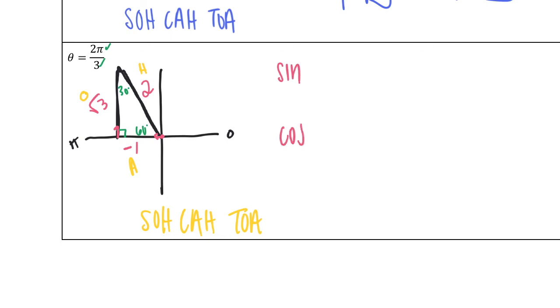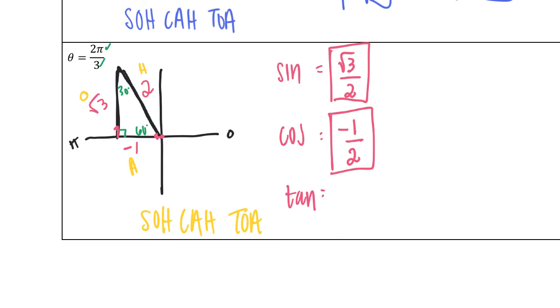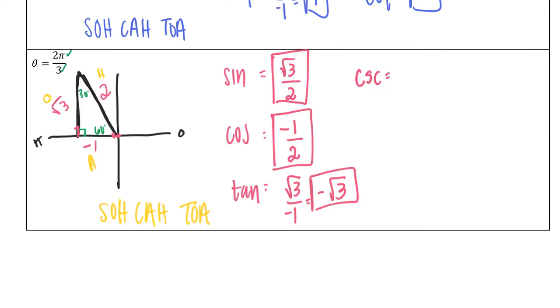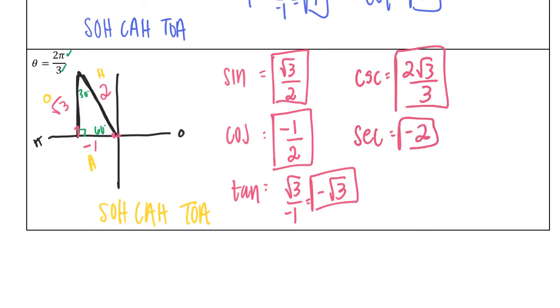Sine, cosine, tangent. Sine, opposite over hypotenuse. Cosine, adjacent over hypotenuse. Tangent, opposite over adjacent. Simplify that down, you get negative square root of 3. Reciprocal friends, you should get 2 root 3 over 3. The secant, you should get negative 2. And cotangent, you should get negative square root of 3 over 3 once you rationalize everything out.